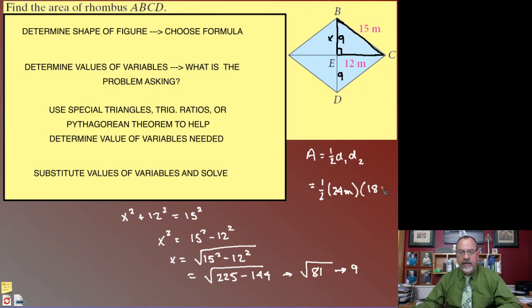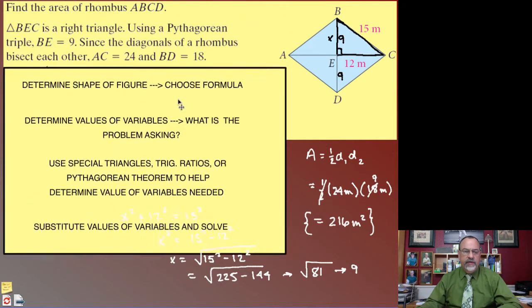So I then have 18 meters, and now I simply multiply these together. Because both of these are even, I can take half of either one. So let's take half of the 18, so that's 9. So 9 times 24 then, so that's going to be 180, and then 36, so 216. And then meters times meters is meters squared. So the area of this rhombus is 216 meters squared.